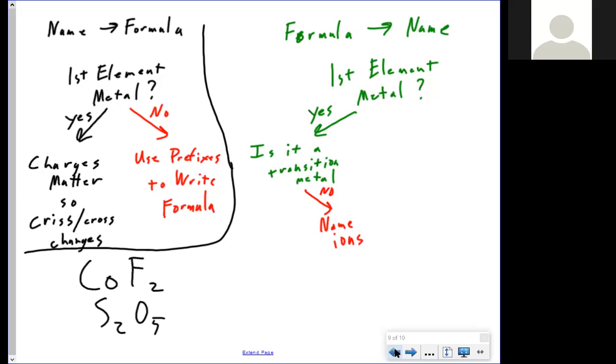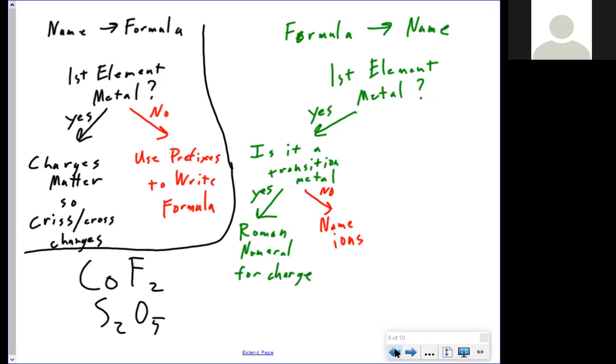But if the answer is yes, what are we going to need? Charges. How do you show your charge? Parentheses with what in the parentheses? Roman numerals. Let's finish this chart first.